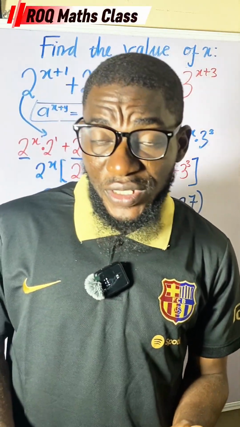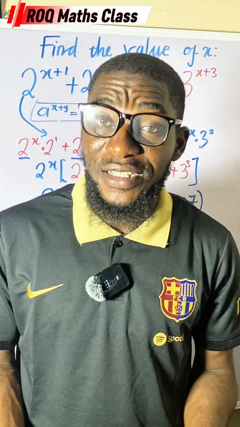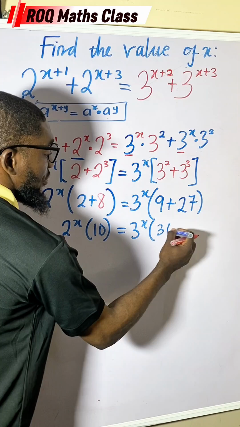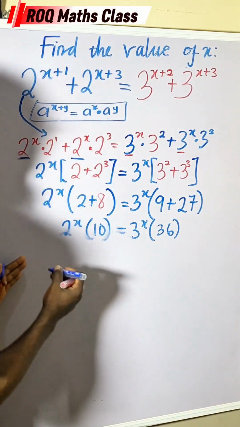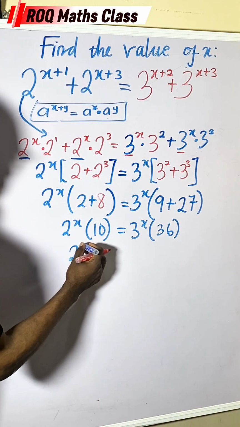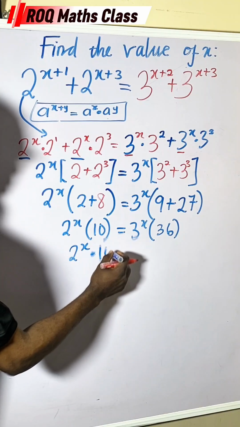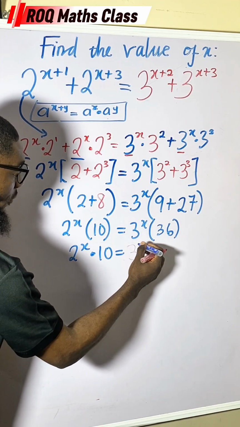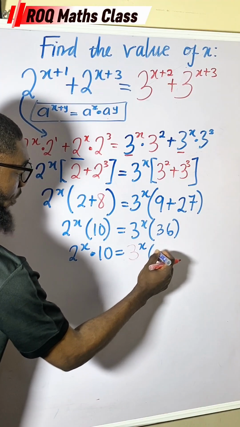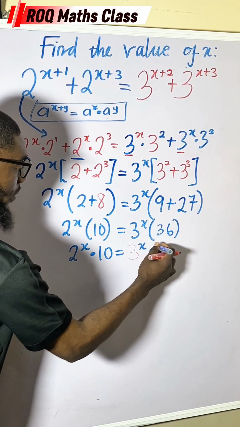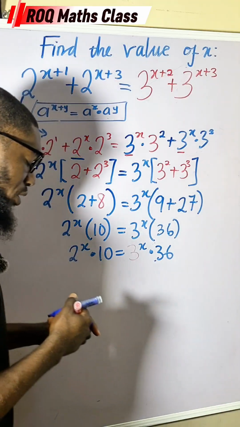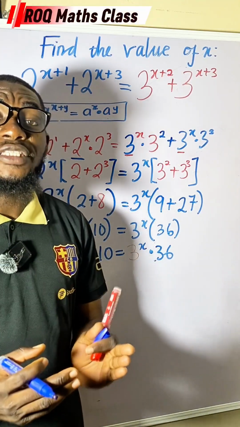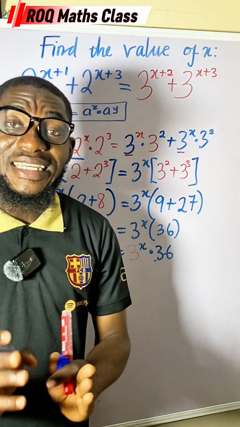That is the same thing as 30, what is your answer? That is 36. So if I like, I can write this as 2 to the power of x multiplied by 10 is equal to 3 to the power of x multiplied by 36. So this is what we actually have. The next thing is that I have to collect those terms together, but let's take it step by step.